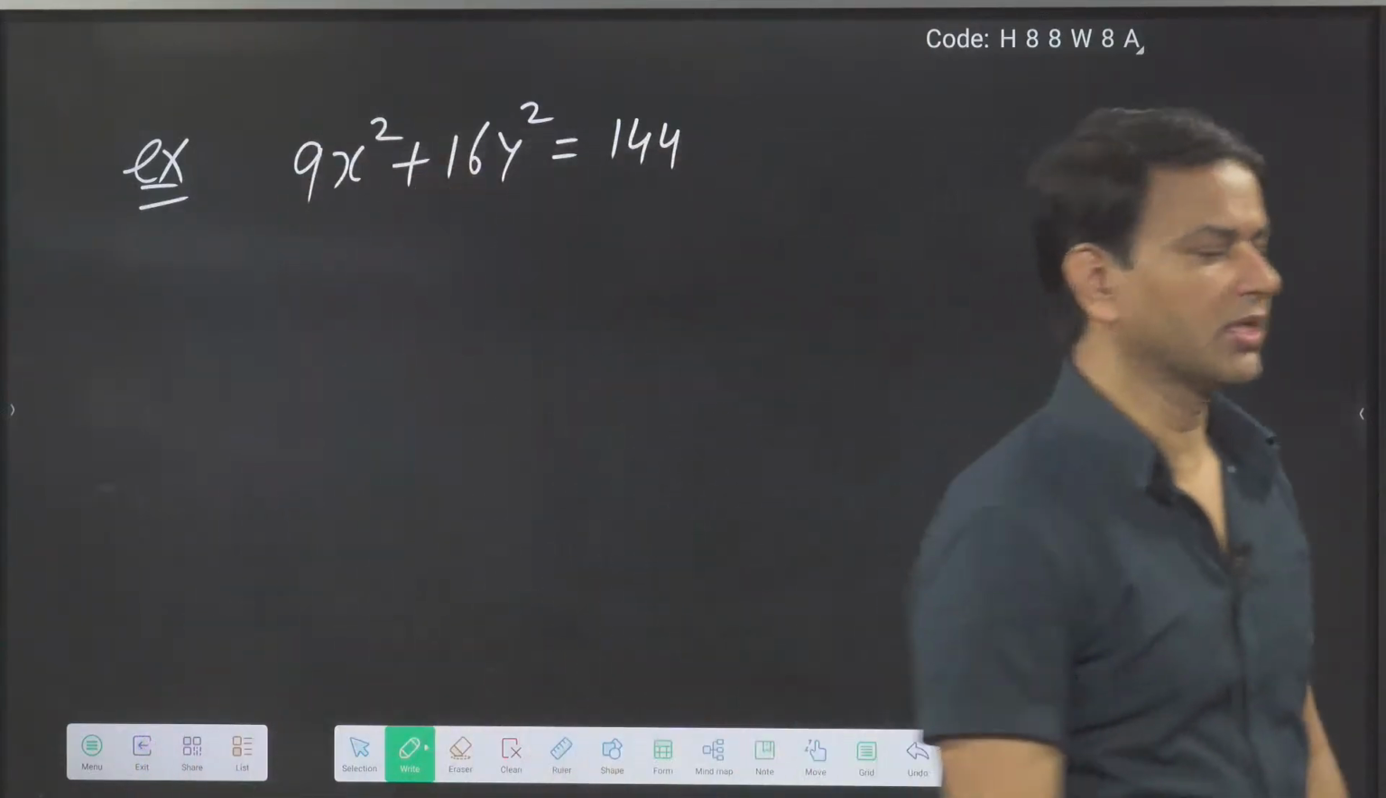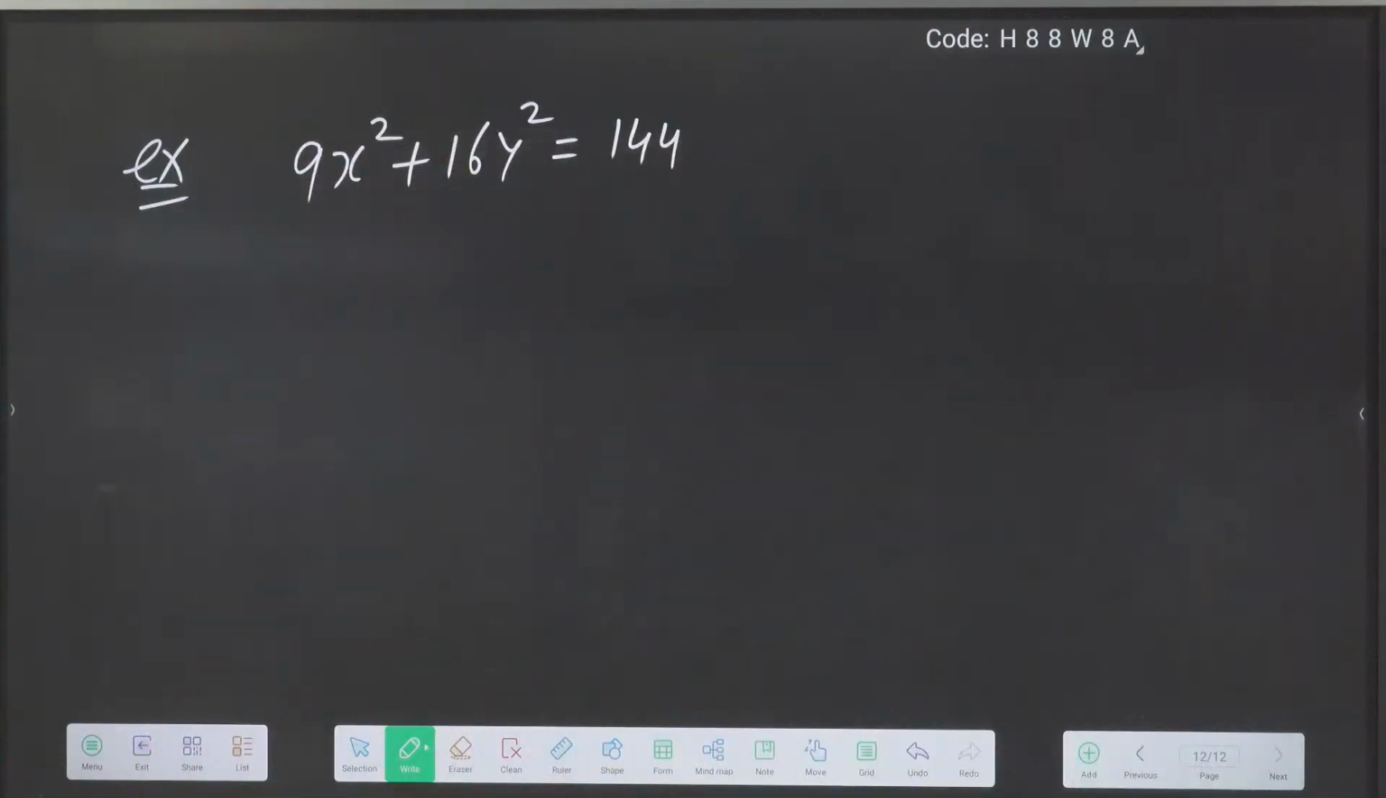Is this equation an ellipse or a circle? One answer I got: circle. Okay. Ellipse. Okay. Circle, ellipse, circle, circle, circle.